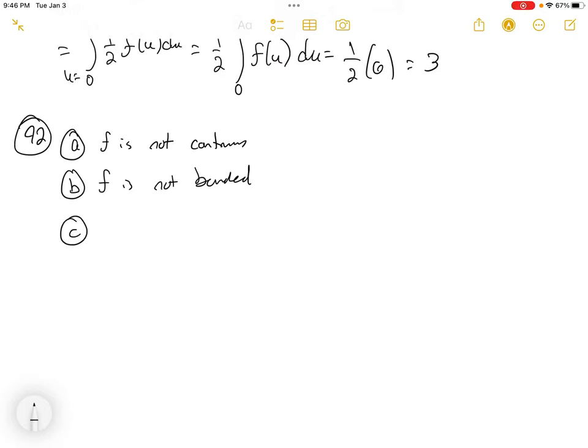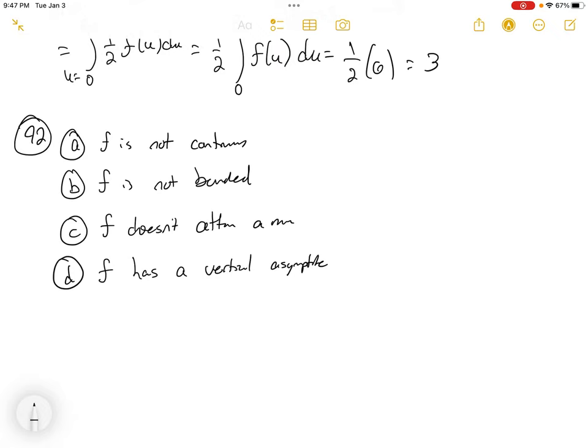Let's see. C, f does not attain a minimum. D, f has a vertical asymptote. And E, f prime of x does not have a solution. F prime of x equals 0 has no solution. Right, so it's never horizontal. Okay, so let's think about what this thing looks like. F does not attain a maximum.